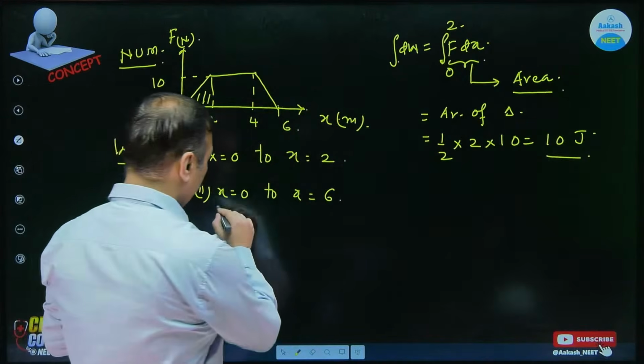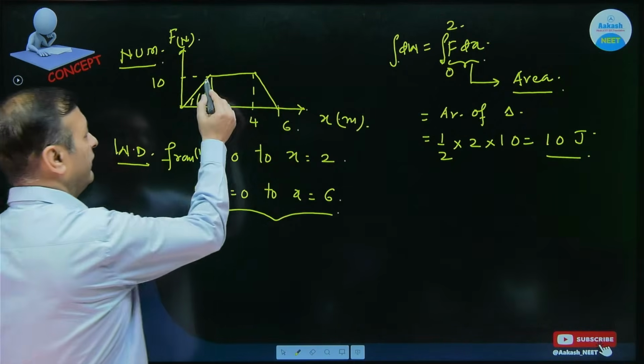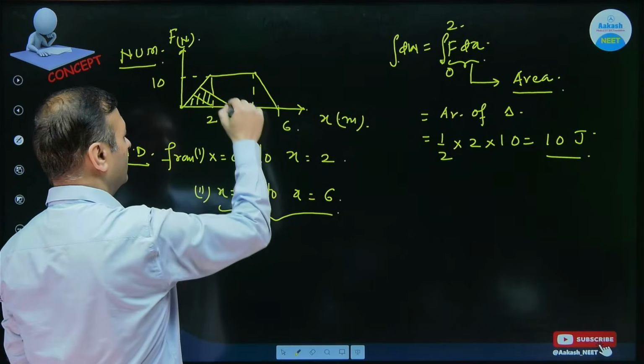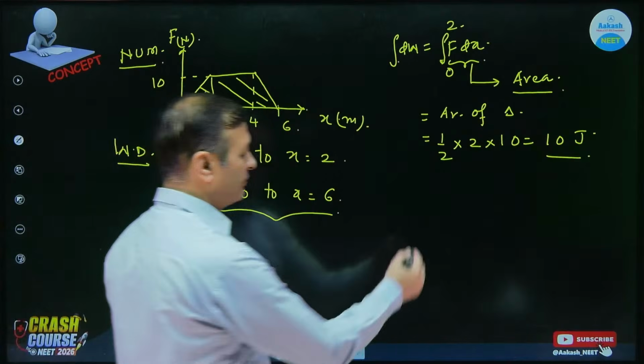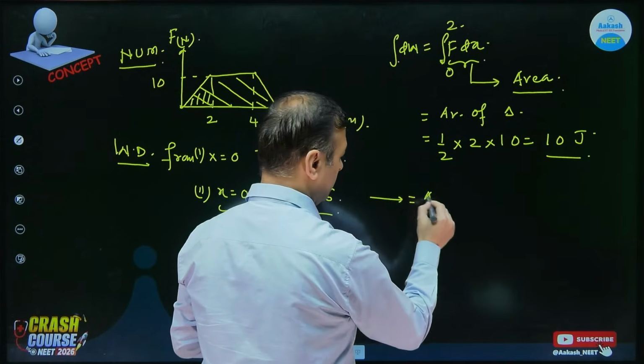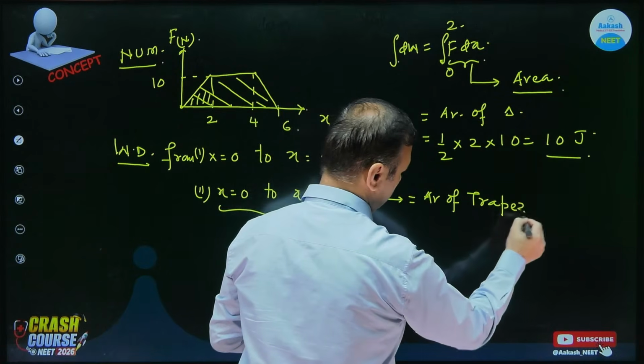But when I ask you to find out work done from 0 to 6, we have to find out this complete area. Got it? And this area is primarily the area of a trapezium.